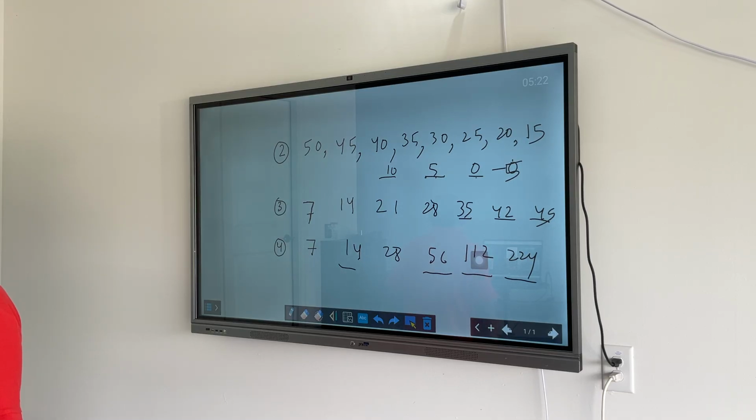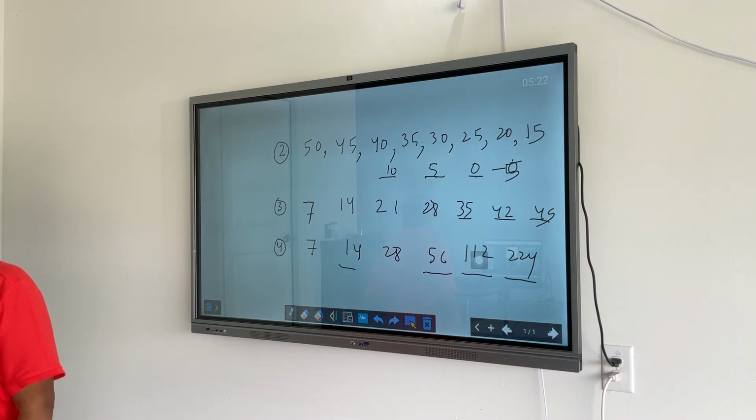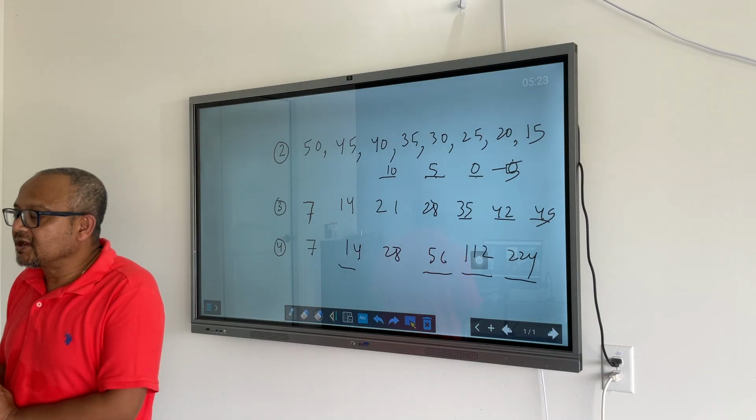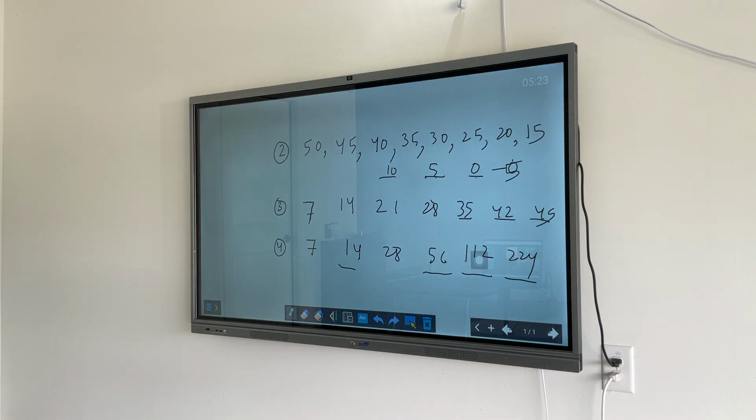For the first one, I used my work and I got 10, 5, 0, and -5. And the rule for that is -5, subtracting 5. And then for number 3, I got +7. And the last numbers after 28 are 35, 42, and 49. For number 4, I got ×2, times 2. So everybody, who is not done yet? You said times 2, right? How about you? Times 2.